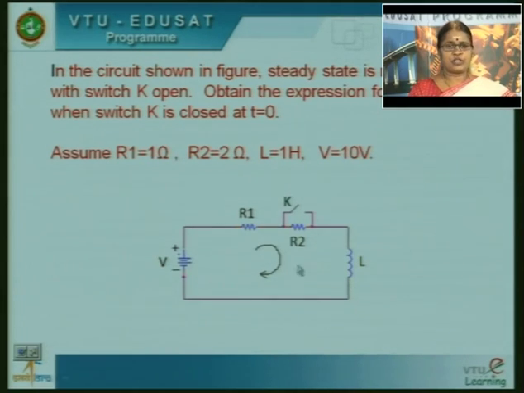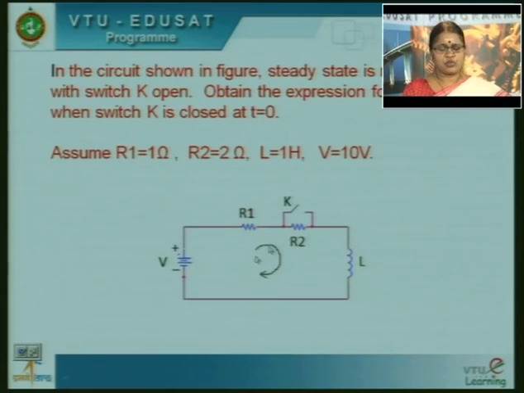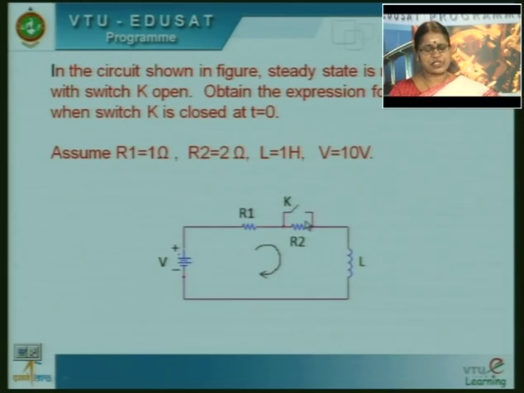So, the current flowing through the network is given by V divided by the total impedance of the circuit. Total impedance has resistance R1 and resistance R2. So, the current flowing through the network, which is also the current flowing through the inductor, is V divided by R1 plus R2. Before the closing of the switch, since the circuit has reached steady state, the steady state value of current is V divided by R1 plus R2.